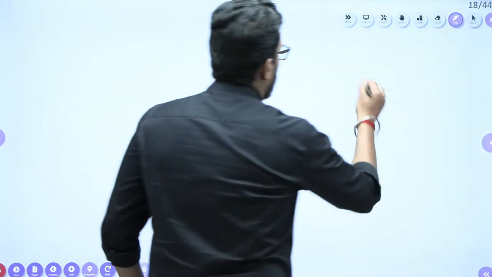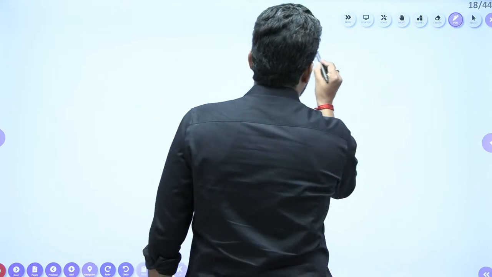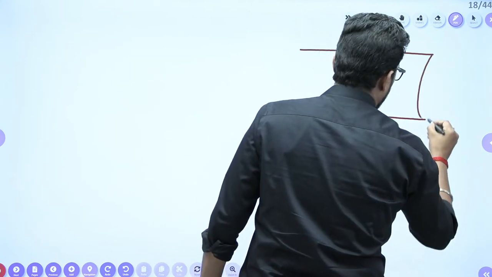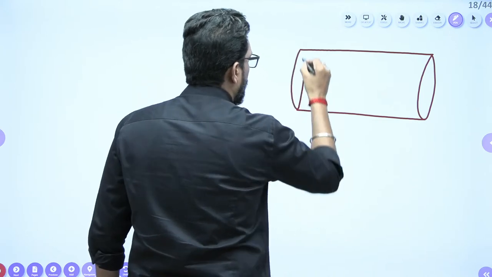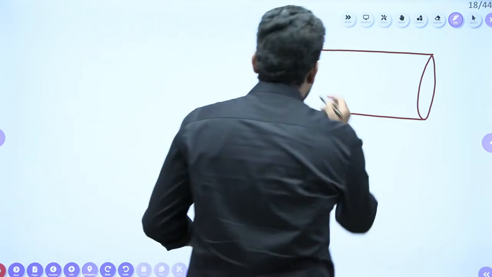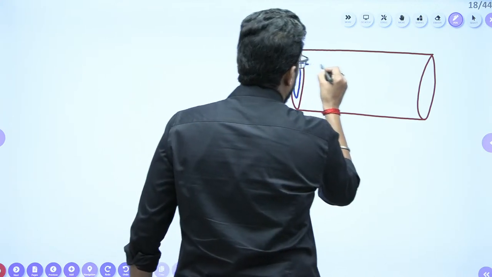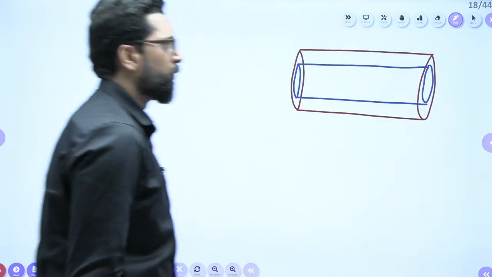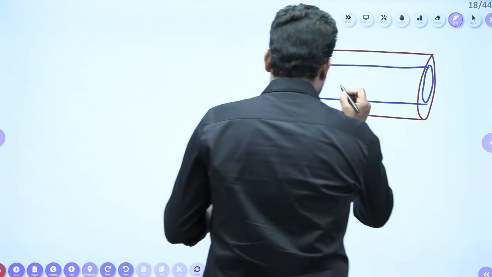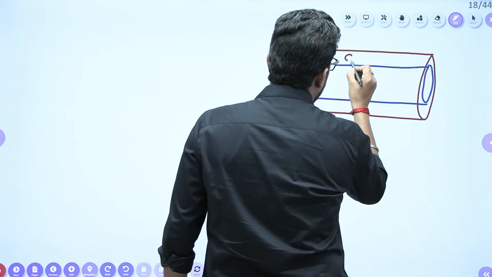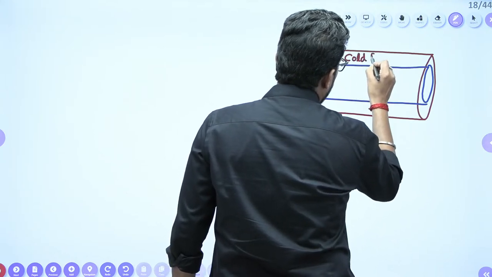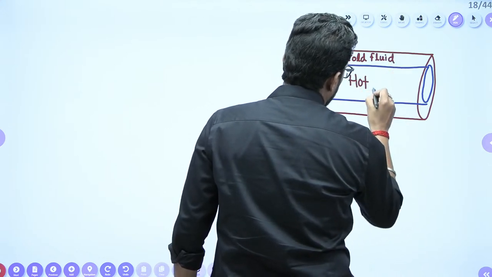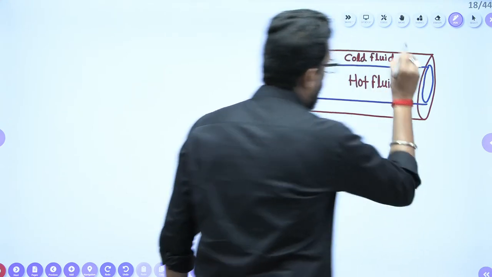See, this is your pipe. This is the one pipe, and in between that there is another pipe. There are heat exchanger tubes. This is the one in which there is a cold fluid, and inside there is a hot fluid.